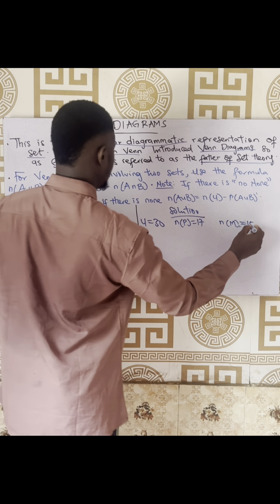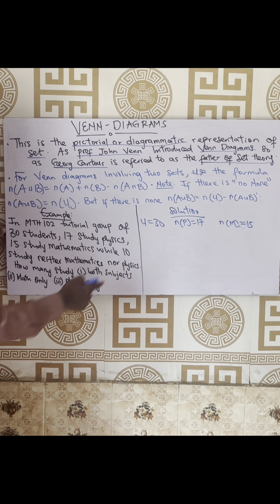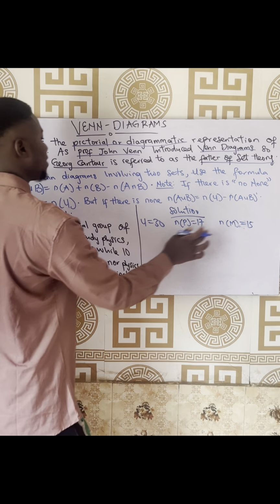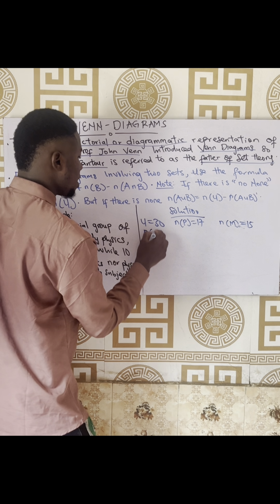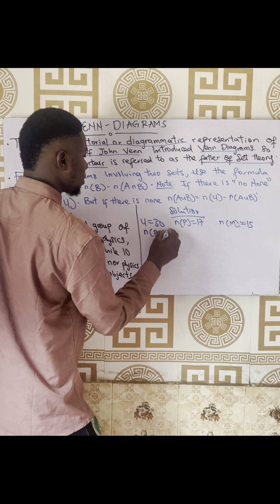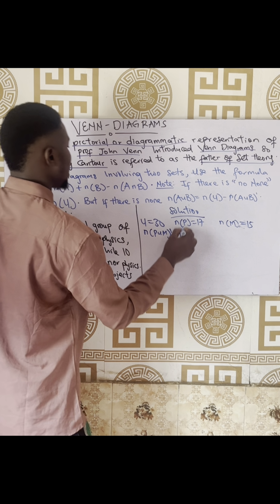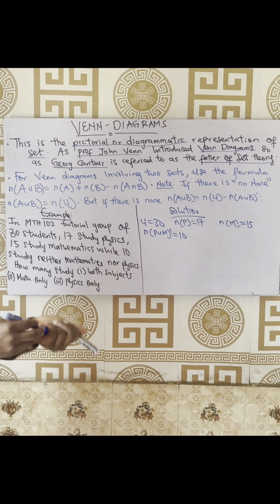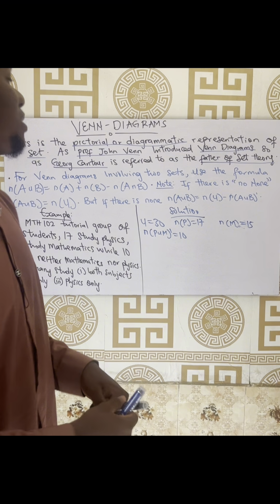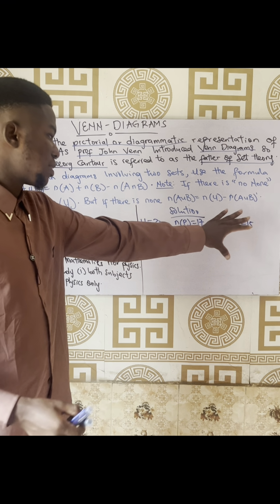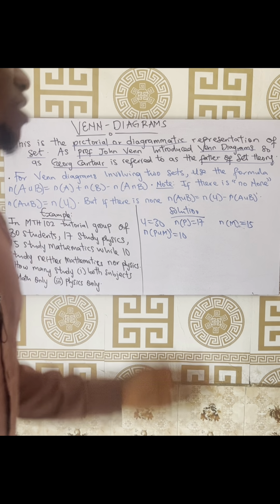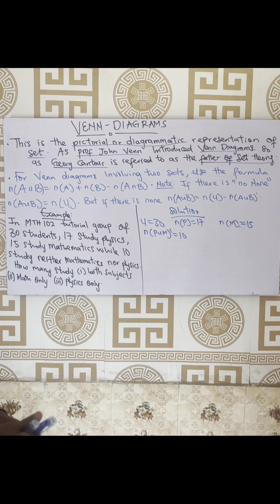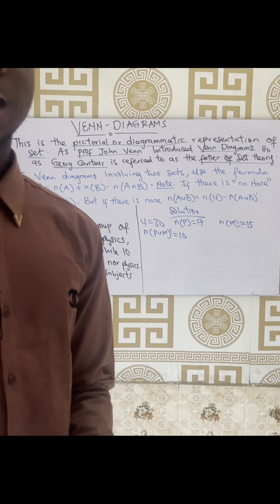10 study neither mathematics nor physics. This simply means that they do not do physics and mathematics. Those that do none, we are going to take as n of (P union M) complement, and that's equal to 10. So the first step in Venn diagram is that you should firstly write out the question like this. Interpret the question and write out the parameters. Once you've written out the parameters, then do the calculation.